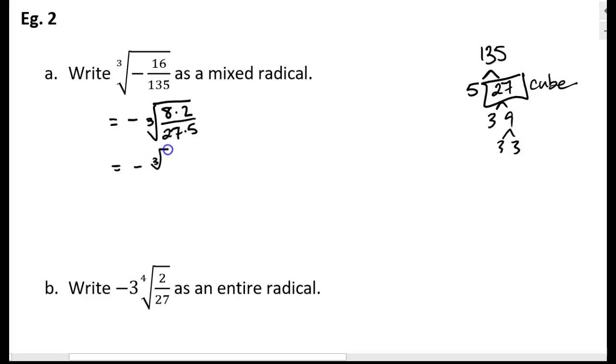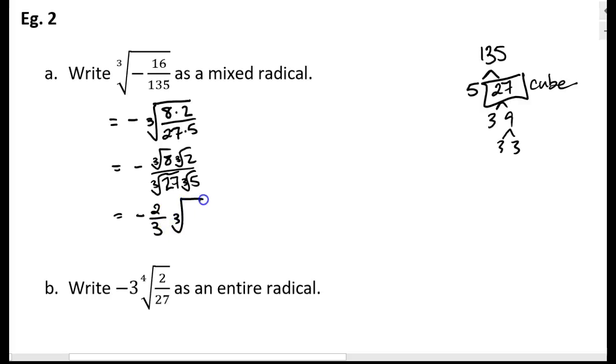Now I've got the cube root of 8, the cube root of 2, the cube root of 27, and the cube root of 5. So using both division in terms of numerators separate from denominators, but also that multiplication piece where I can take the radical of both. From here, the cube root of 8 is 2, cube root of 27 is 3.